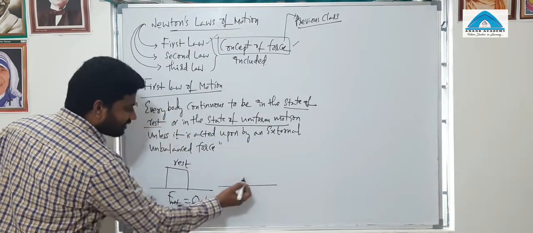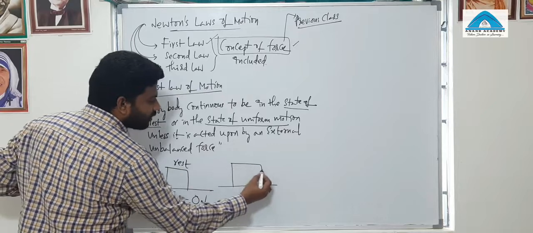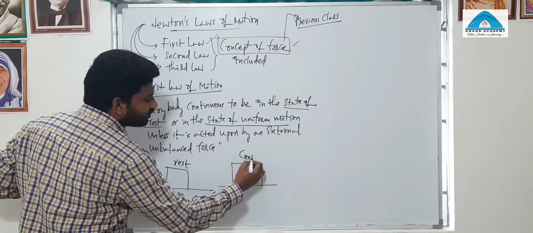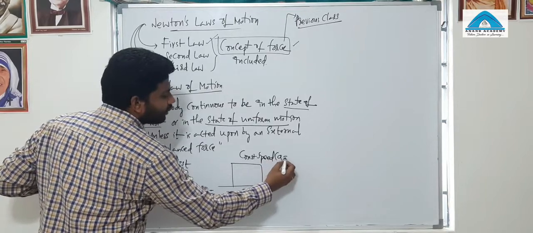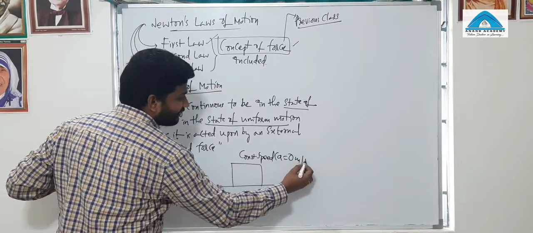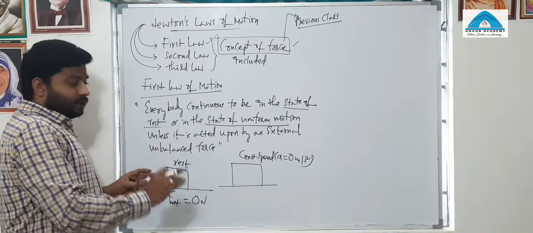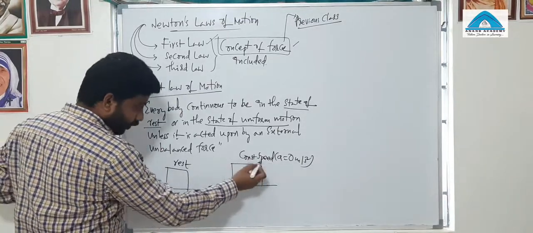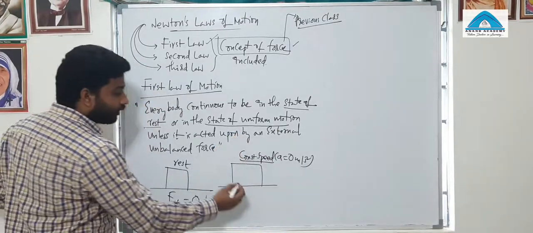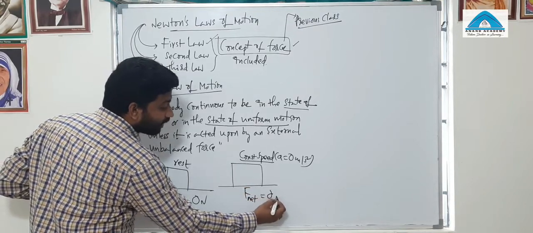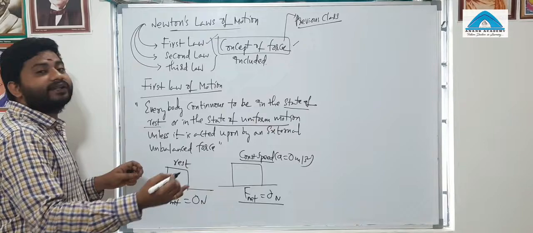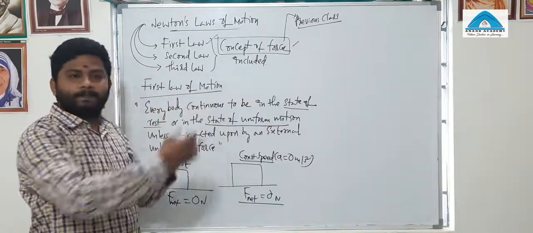Now, the state of uniform motion. This is the same ground. There is a body moving with constant speed. Constant speed means acceleration is 0, yes or no? Definitely it's yes. The acceleration is 0. The body will be moving with constant speed under the action of balanced forces, and in this case also the net force acting on the body will be 0.